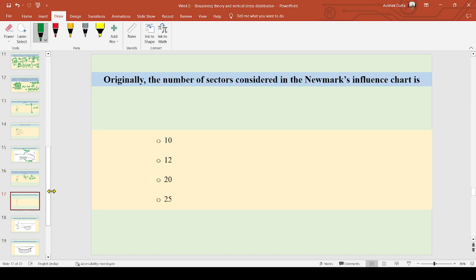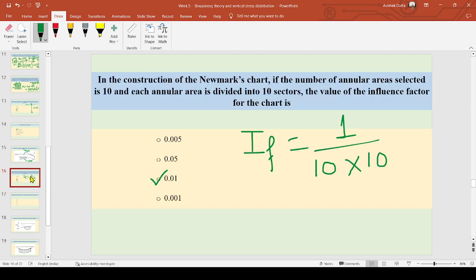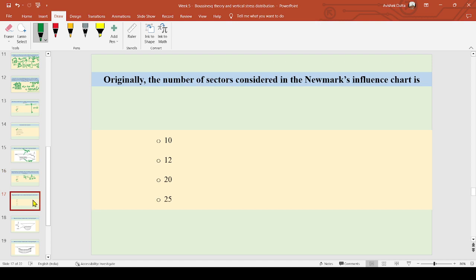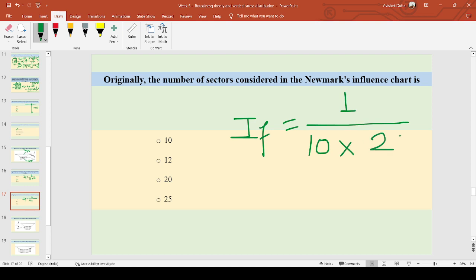Originally, the number of sectors considered in the Newmark's influence chart is... Now, in this question, it was asked that it was 10 sectors. But originally, 10 annular rings are considered, with each annular ring being divided into 20 sectors, for which we get the influence factor in the original Newmark's chart. The entire area is divided into 10 annular rings and each annular ring or annular area is divided into another 20 area units or sectors.